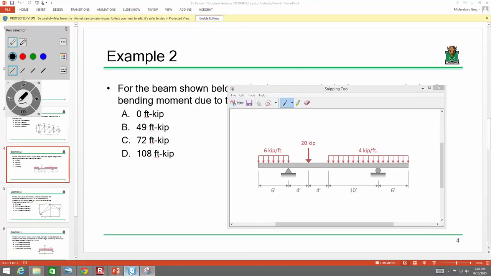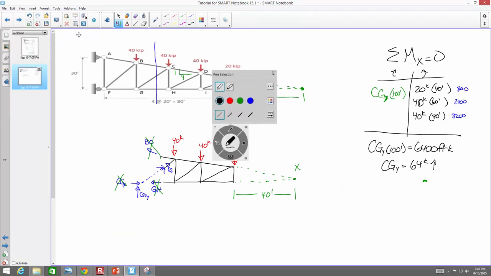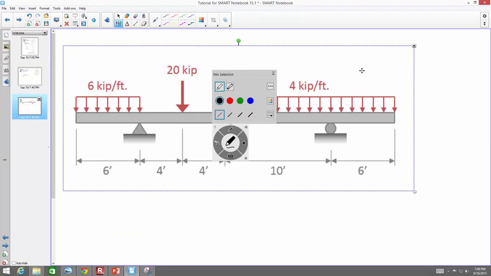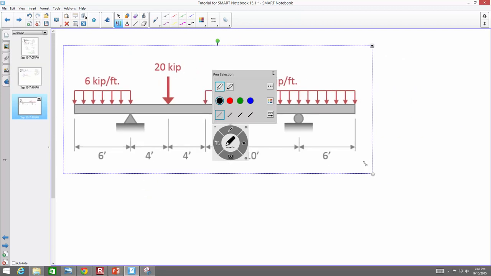All right. Let's see, make a new page. Whoa, a little big.